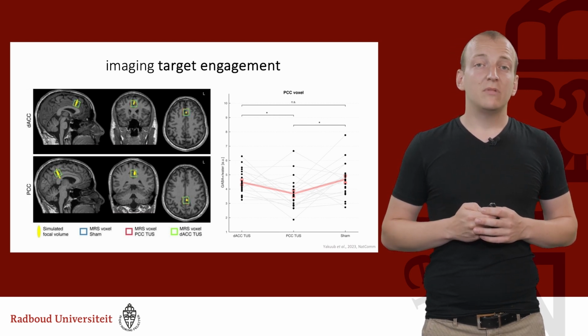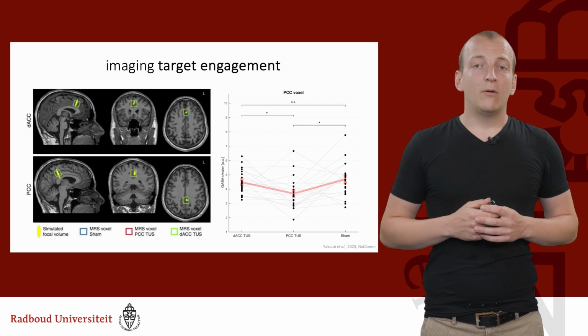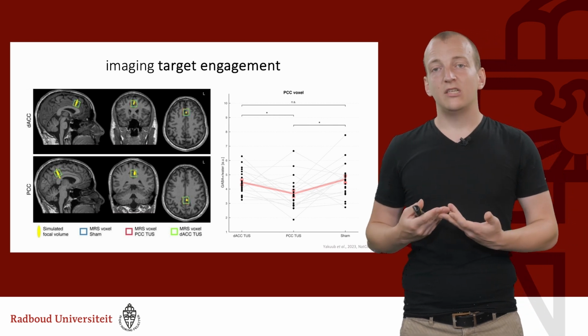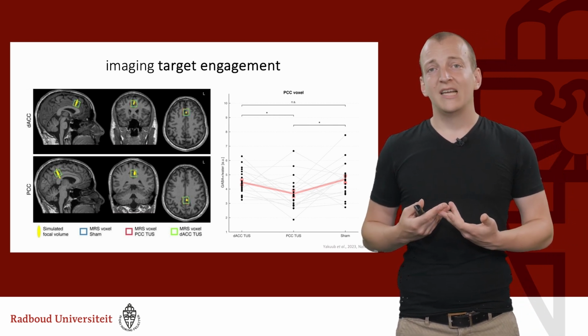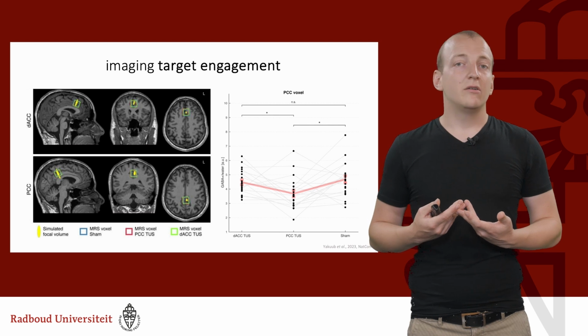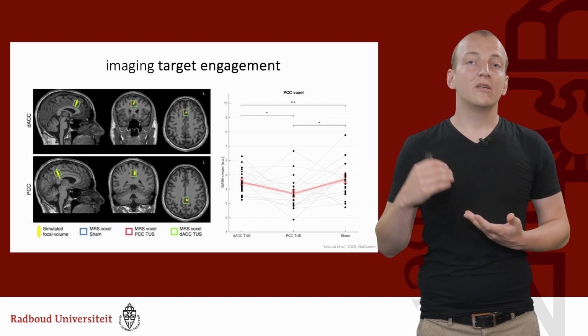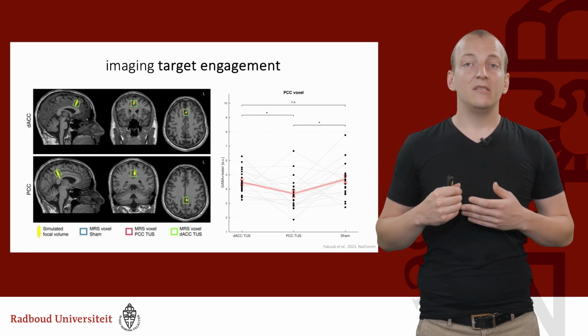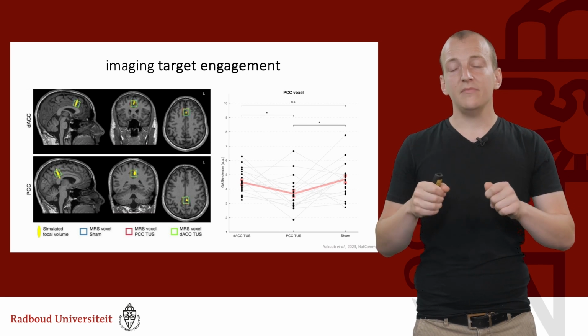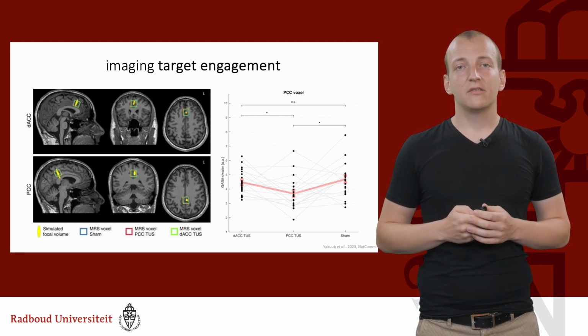And this has actually already been studied in humans. And what you can see is when you stimulate TUS at the posterior cingulate cortex, there's a reduction in the ratio between GABA and water. And that means that these effects are very specific to the stimulation site.